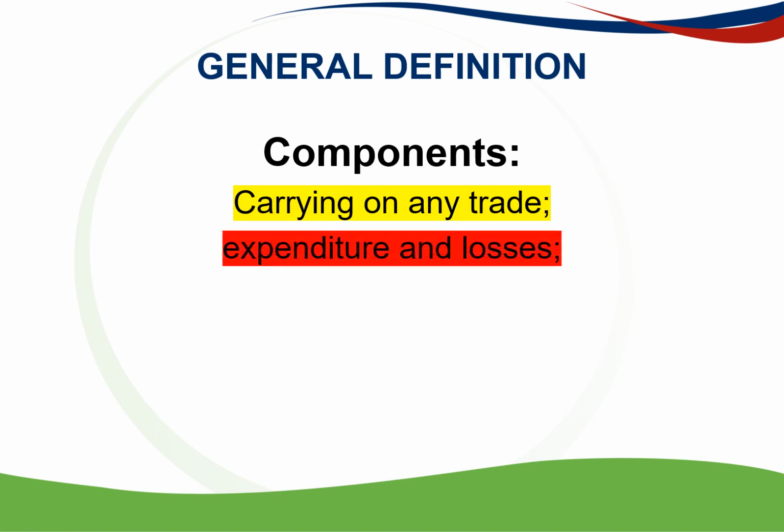The next component will be your expenditure and losses. Now, deductible expenditure is not restricted to expenditure in cash, but also includes the outlay of amounts in a form other than cash. The next component is actually incurred. Expenditure that may be deducted includes both amounts paid and amounts for which the taxpayer has incurred a liability. In other words, a taxpayer may deduct expenses actually paid and amounts owing.